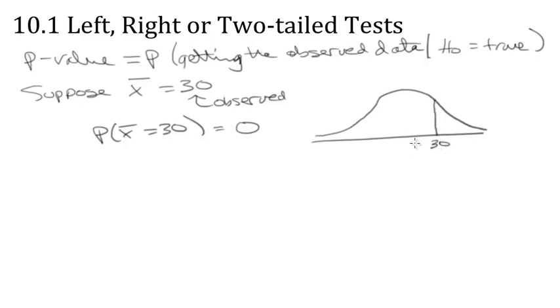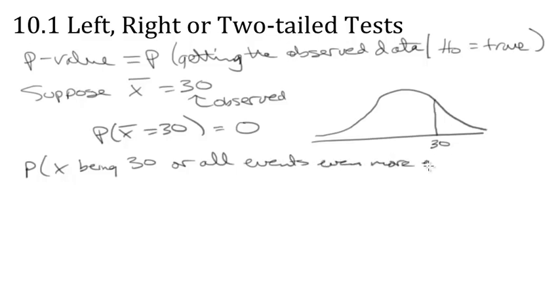Don't forget that what we want to know is actually the probability of x being 30 or all events even more extreme. And what is meant by that? Well, we look to the alternative hypothesis to see what we're looking for. We're looking for events that are even further away from our null hypothesis.